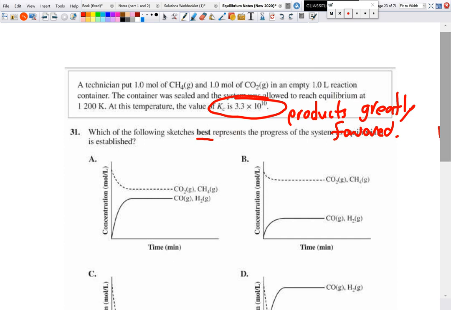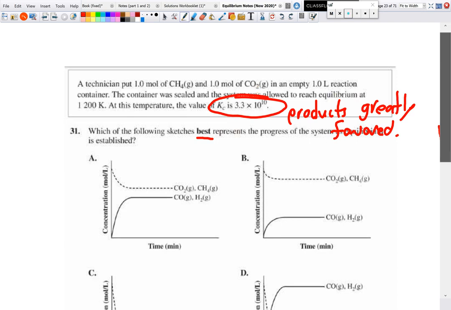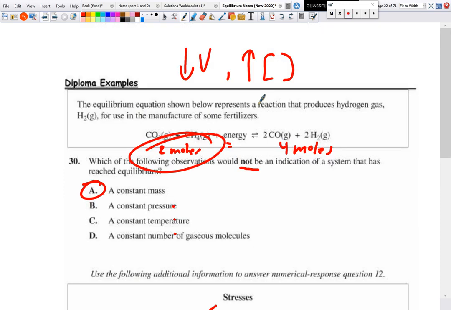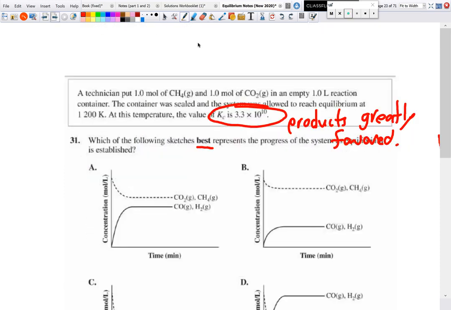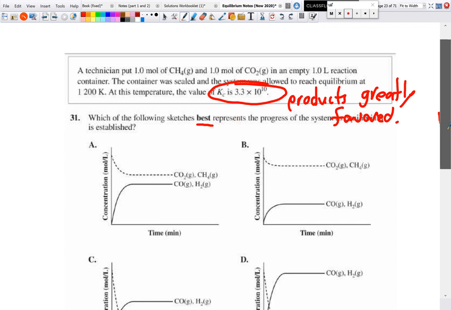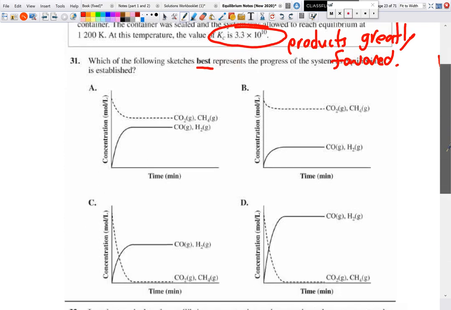So our reaction, a technician puts 1 mole of methane and 1 mole of CO2 in a container and seals it until equilibrium. So of course I think we're still using the reaction from our previous one there. So our products, just a little reminder, CO and H2. So if the products are greatly favored, we want to see the biggest concentration of our products and a very low concentration of our reactants, which comes about in D. Right, like this one here, we do see the concentration of the products more, but like I said, this product's greatly favored, so we should see, boom, definitely a lot of products being made there.